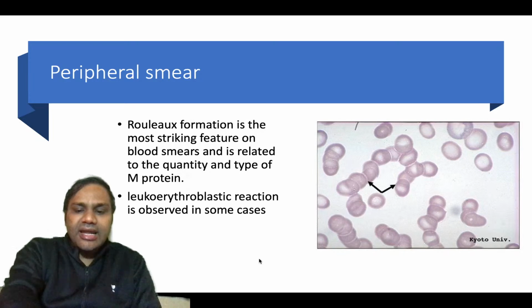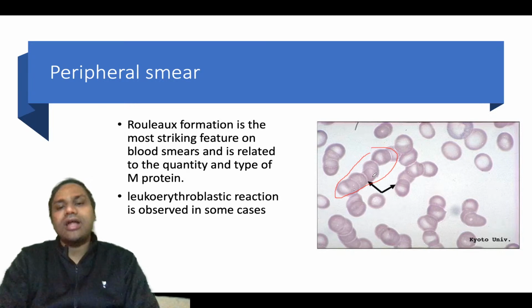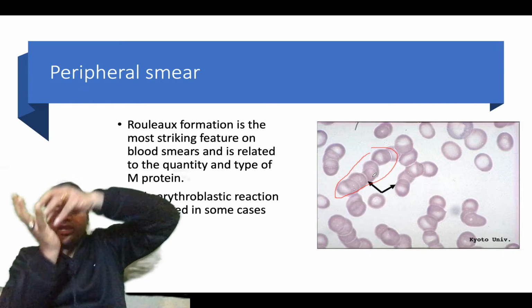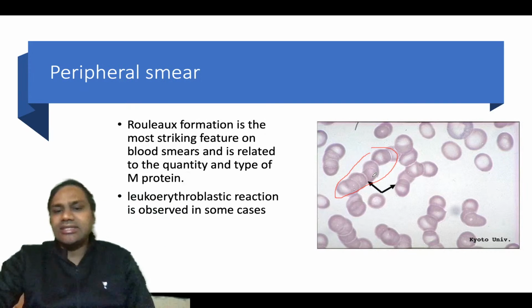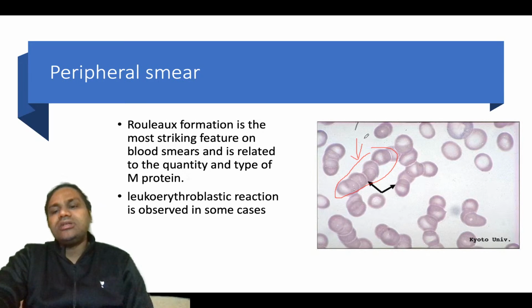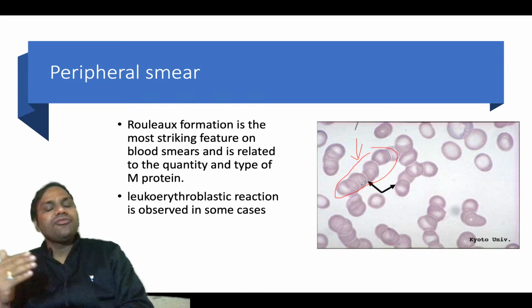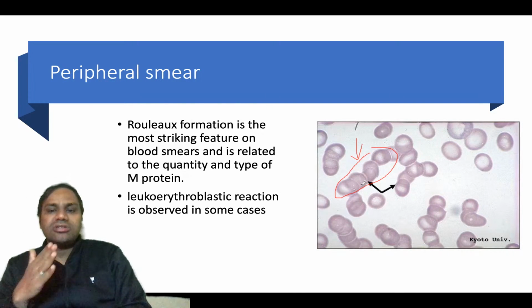Now for peripheral smear, as I said, what you see is Rouleaux formation. Stacking of the RBCs, coin-like stacking. It looks like one coin is stacked on top of another coin. So this is your Rouleaux formation. Rouleaux formation gives an idea that there can be multiple myeloma.